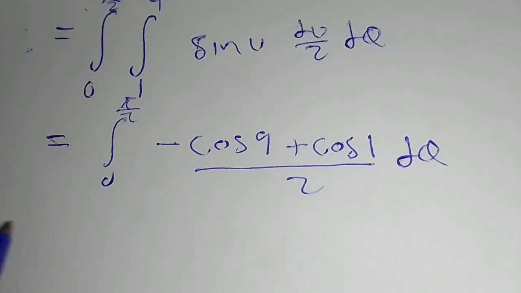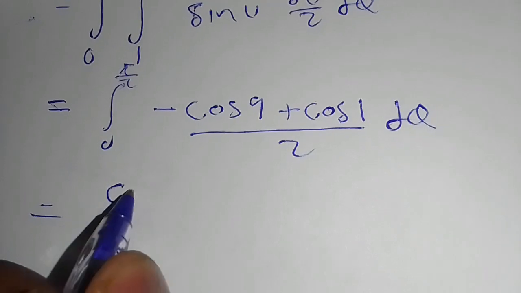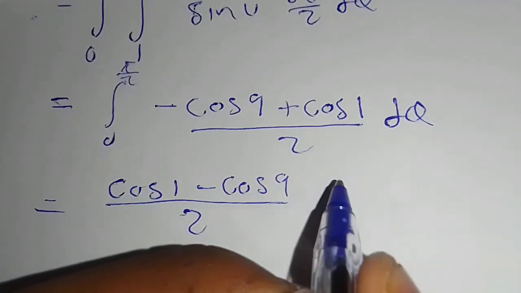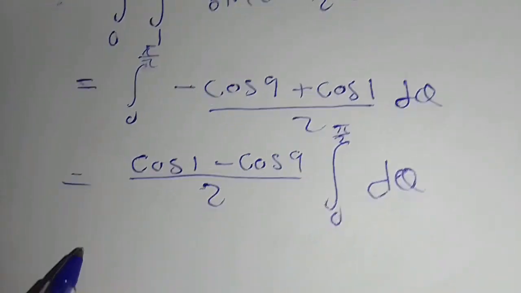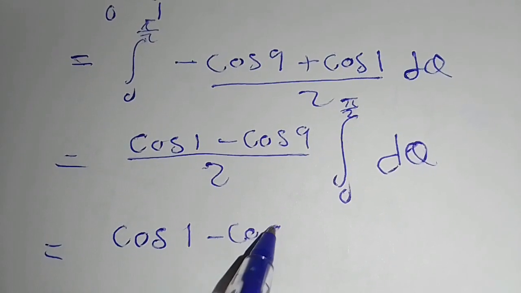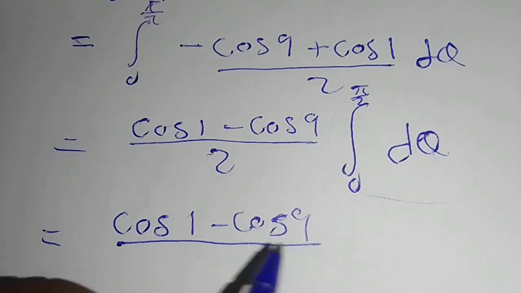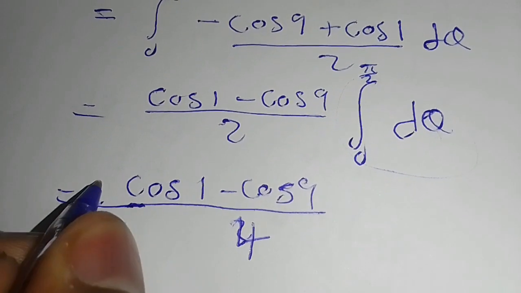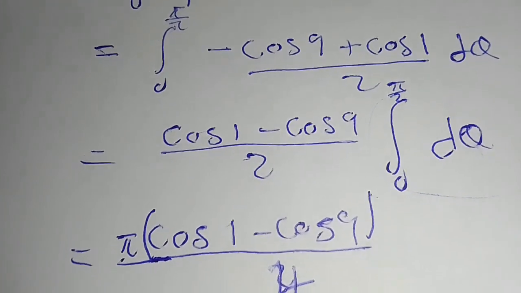Then you just integrate with respect to theta. This thing is just a constant, so you can take it out. So you end up with cos 1 minus cos 9 over 2, and then the integral from 0 to pi over 2 of d theta right there. So then you just have cos 1 minus cos 9 multiplied by pi over 2. If you evaluate this integral, you just get pi over 2. So then from then you just have 4 right there, so you have pi into that. So that's just going to be the answer in that problem.